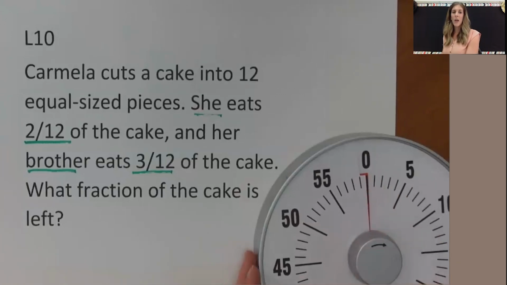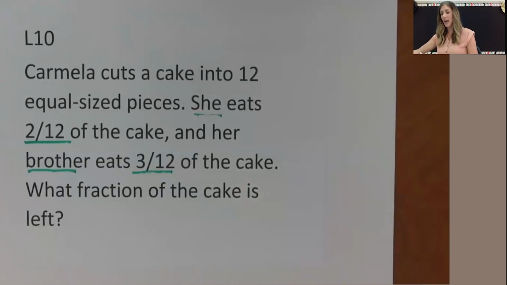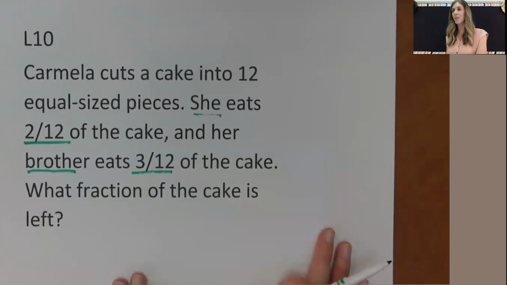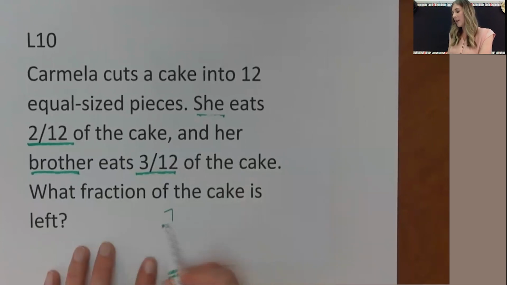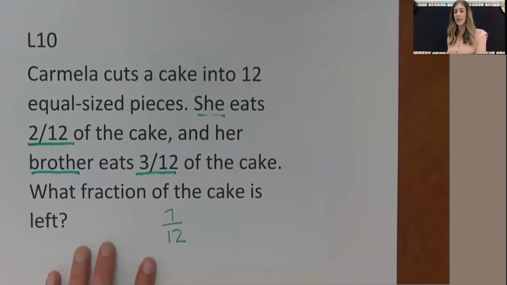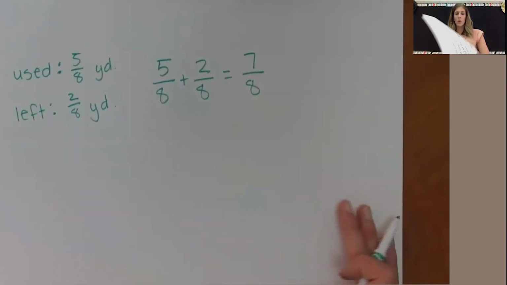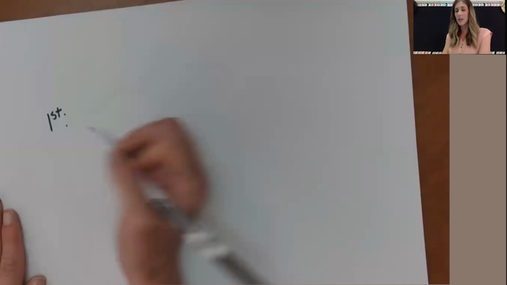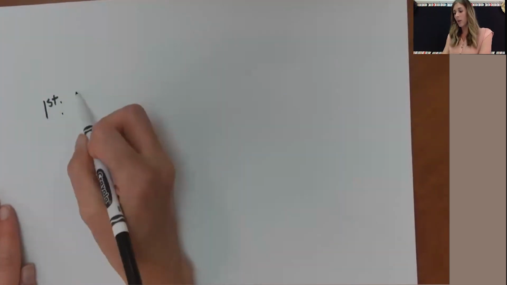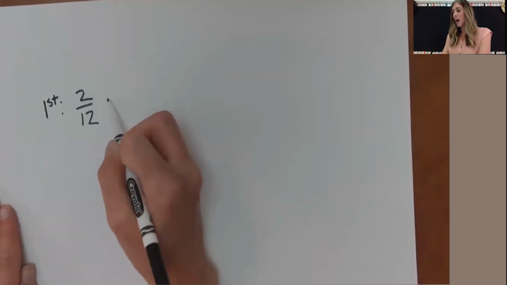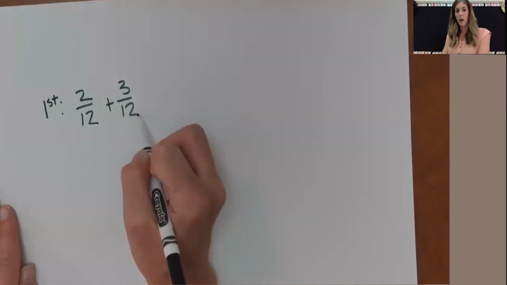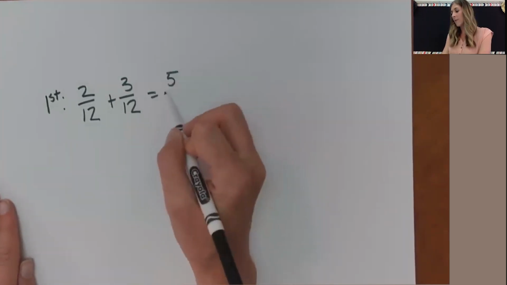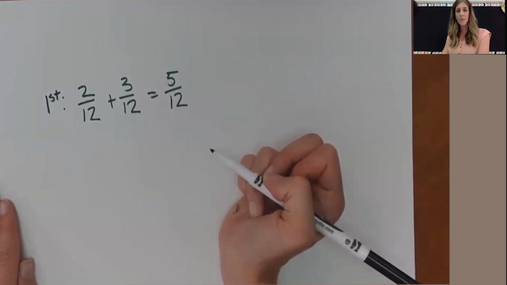All right. So what fraction of the cake is left? Great job. 7/12 of the cake is left. So let's work through this one really quickly. I told you it was a two-step problem. So first you had to figure out how much did the brother and sister eat together? Well, the sister ate 2/12 plus the brother ate 3/12. So altogether they ate 5/12 of the cake.